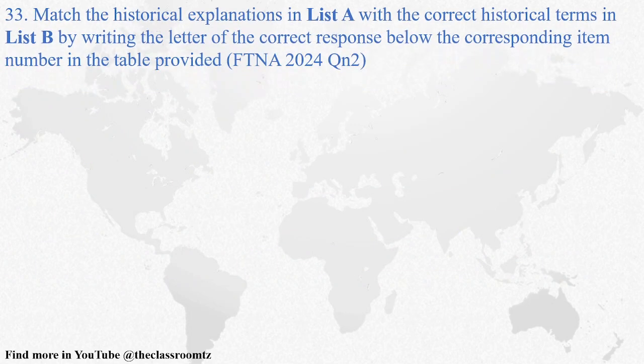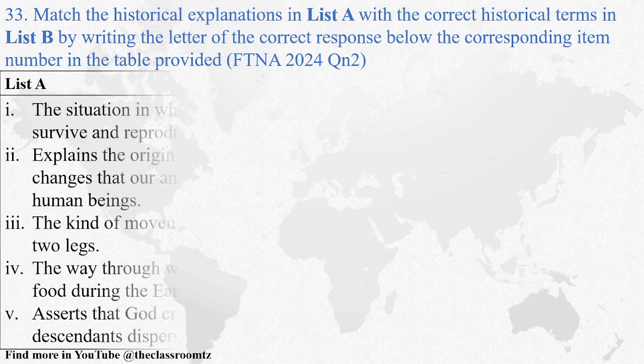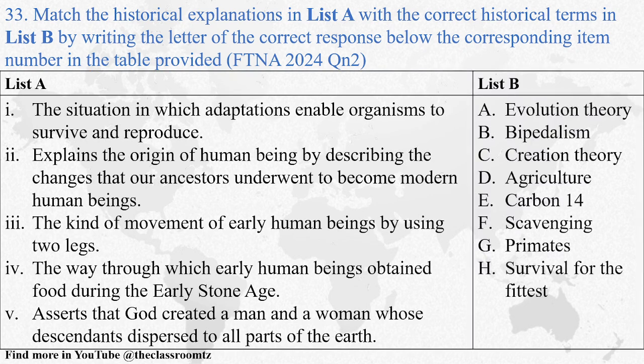And if I'm not mistaken, this can be maybe the last one. Match historical explanation. So here we need to match the items. Matching the items. List A, you are given the information, just the hint you can say, slide info. And list B, you need to connect the info from list A.